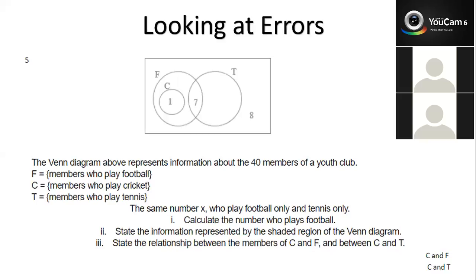The Venn diagram above represents information about 40 members of a youth club. F equals members who play football. C equals members who play cricket. T equals members who play tennis. Okay. Now, continue. The same number X who play football only and tennis only. All right. So where in the diagram should that X be placed? In the middle? Yeah, football only and tennis only. No, sir. Same number X. X plays in football and X in T.